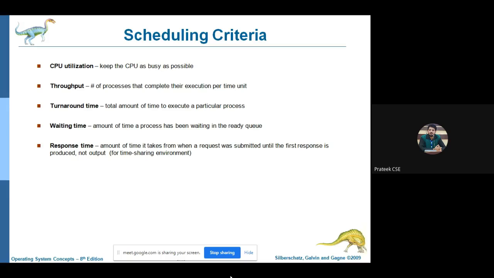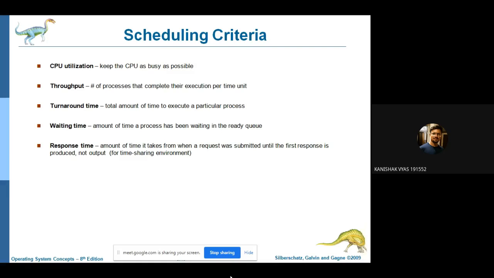So I hope these all terms are clear. So I am having one question from all of you. So if you have to answer, out of these scheduling criteria, which scheduling criteria we have to maximize and which scheduling criteria we want to minimize. So I want the answers from some of you. So कौन बताएगा CPU utilization हमें maximum करना है या minimum करना होगा?